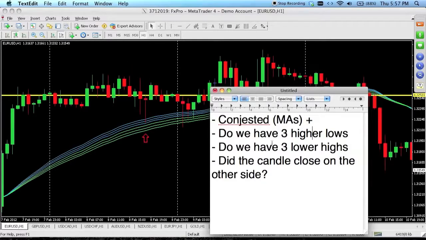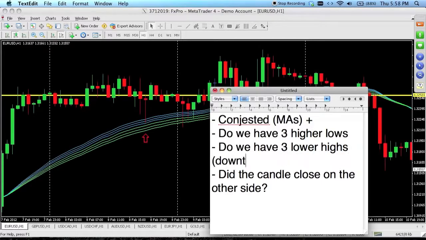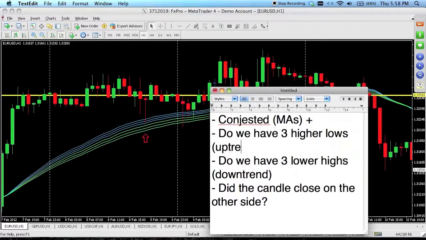In a downtrend, you're going to have three lower highs. This is for a downtrend, and this will be for an uptrend. Don't worry, you don't need to write this down. I will have this video recorded. It'll be up on YouTube and the websites, everywhere you can think of. So this is an uptrend, this is a downtrend, and did the candle close on the other side? No. So from all these criteria, one of them was incorrect. This all in all would be an invalid trade.